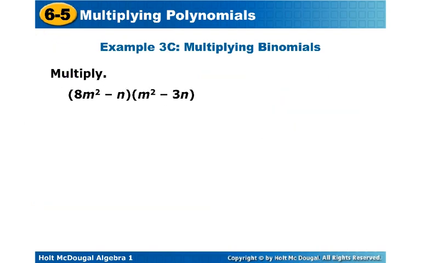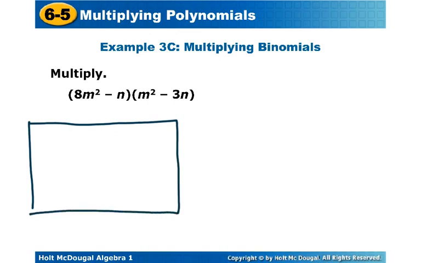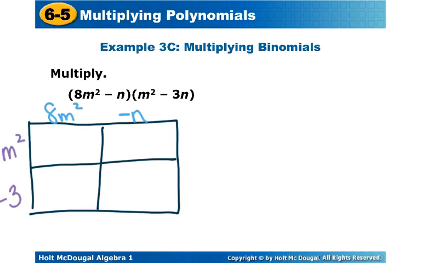This last one here I'm going to do using the box method. So I'm going to draw myself a box. And remember, the first one, it can go either across the top or down the side. I'm just going to put it across the top. The sign goes with that second term. And then this last one, I'm going to put down the side. And then you just simply multiply the 2 numbers together, row and the column.